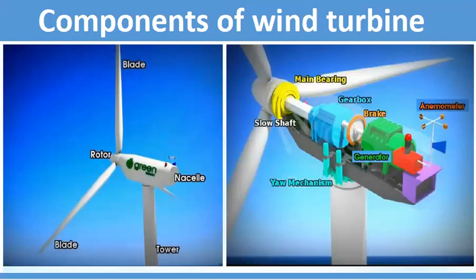The surrounding structure, which is approximately 15% of the wind turbine cost, includes the tower. That means this one, the tower, and this is the yaw mechanism.